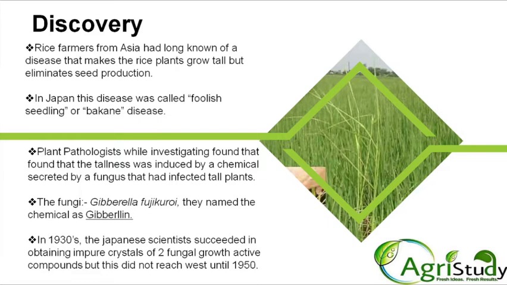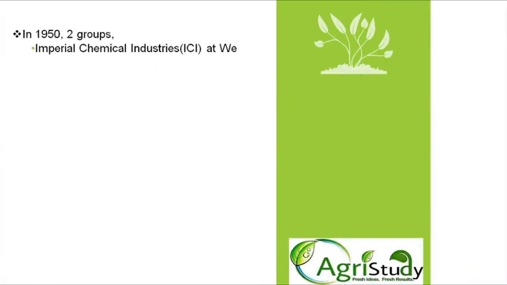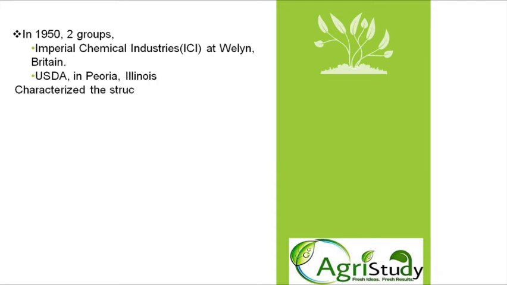But friends, this was not known by the West, that is the Americans or the Europeans. They did not know about this research activity. That's why they did not know the importance of this. Later, what happened in 1950? The time had passed. In 1950, two groups were involved: Imperial Chemical Industries at Welwyn in Britain and USDA, that is the United States Department of Agriculture, in Peoria, Illinois. They characterized this structure and named it gibberellic acid.